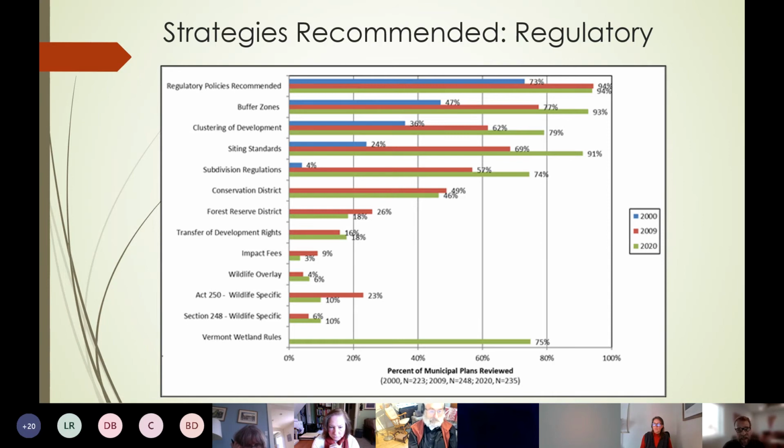And so we're really making gains in clustering and development, siting standards, and subdivision regulations. So it's important to note that 74% of municipalities recommended subdivision regulations, but only 55% of municipalities have actually implemented them. Okay, so this is highlighting that disconnect between what we acknowledge, what we recommend, and what we're actually willing to implement.